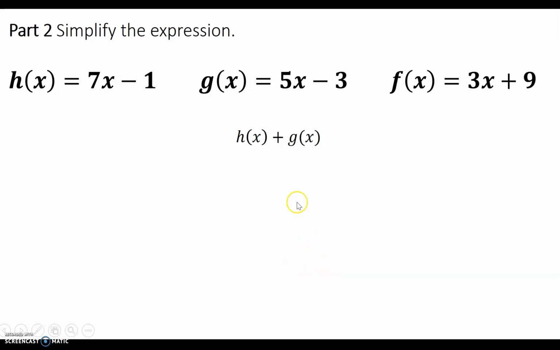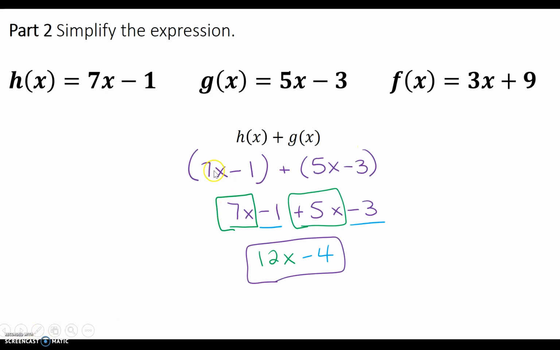So for example, if they ask me to find h of x plus g of x, then I'm essentially just taking what those two expressions are equal to and adding them together. So I know that h of x is 7x minus 1, and then I know that g of x is 5x minus 3. So I essentially need to add those two things together. So again, I'm adding together 7x minus 1 plus 5x minus 3.